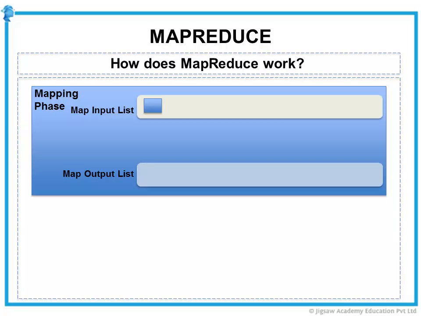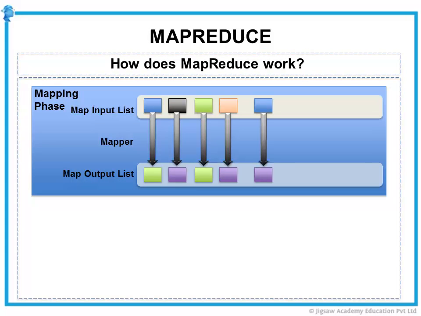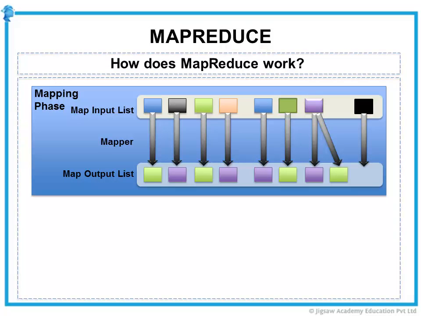A list of data elements are provided one at a time to the mapper, which transforms each element individually to an output data element. A mapping function or mapper may map one input into one output, or more than one output, or sometimes even zero outputs.